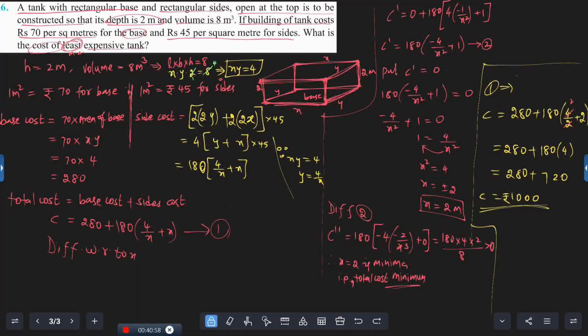Be careful with the diagram and all. That's it, the sixth one is over. Do it fast.